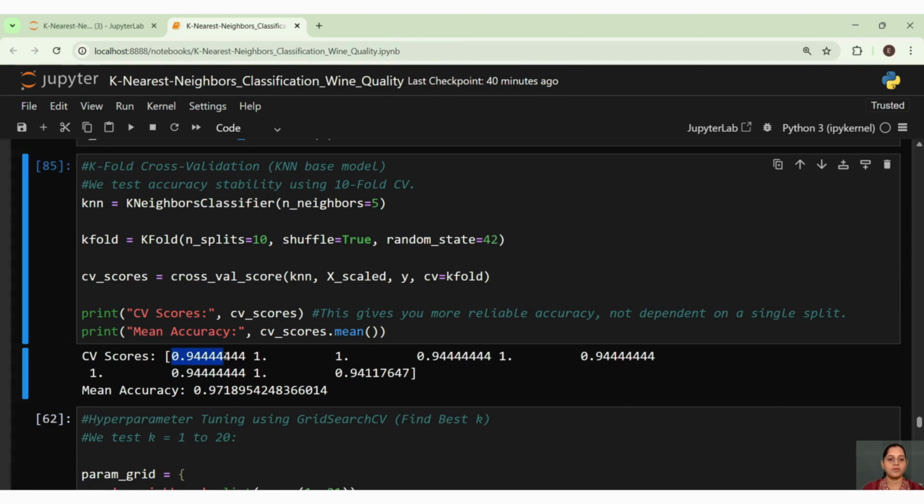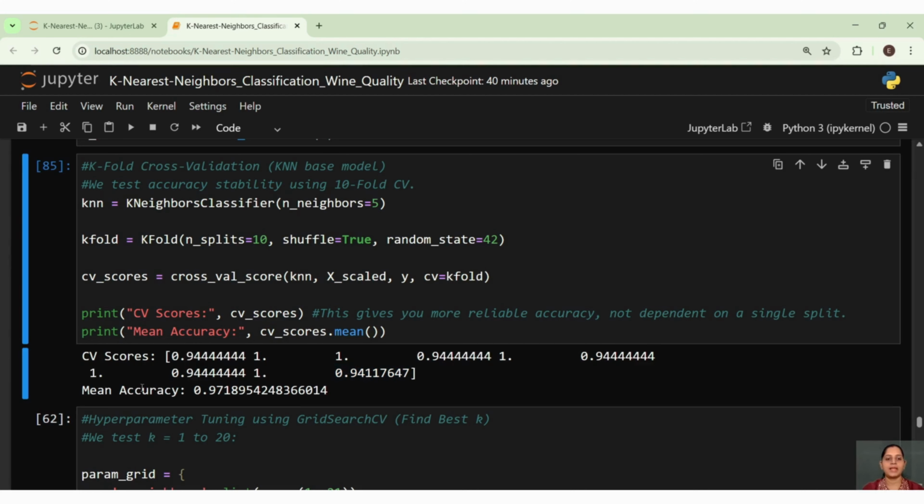So this is one fold. For one fold we got 94%, which is good. For one fold we got 1. For another fold we got 1. So this is 3, this is 4th, this is 5th, this is 6th, this is 7th, this is 8th, and this is 9th, and this is 10th. So always we need to consider the 10th one. So I can say that overall I got 94.1.